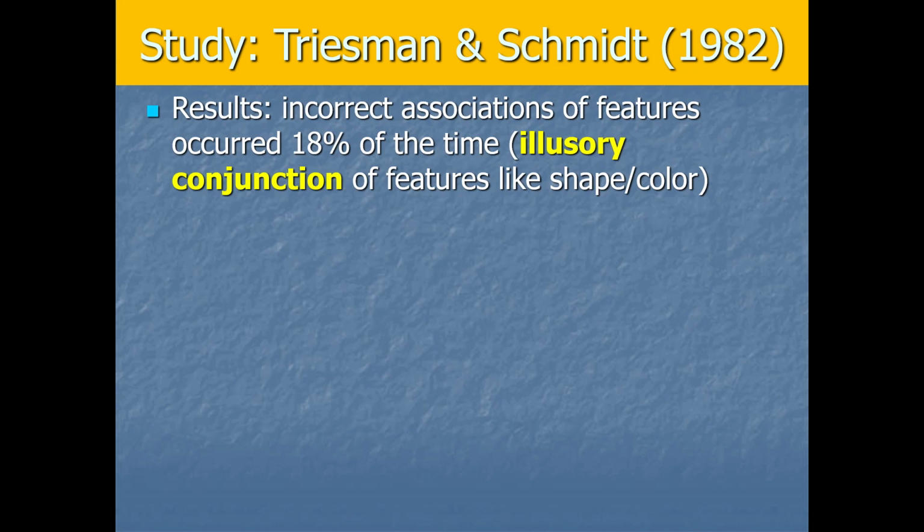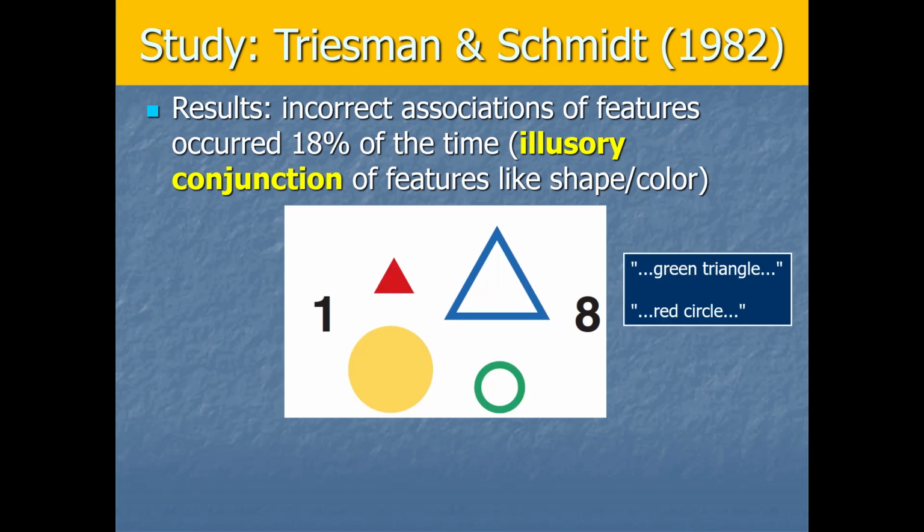What they found was interesting. In about 18% of trials, people reported an incorrect association of features, what they called an illusory conjunction of features. In other words, if we had flashed this display here, we would sometimes get reports of people saying they saw a green triangle or a red circle. And there certainly is a green thing and a triangle, and there is a red thing and a circle, but their brain was making mistakes at the stage of trying to combine them because there wasn't enough time to process each object as a whole conjunction of features. So they made a guess and they were wrong. They were reporting these illusory conjunctions.